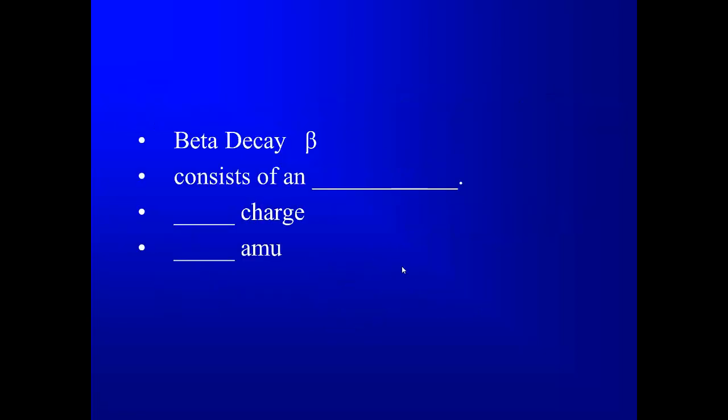Okay, the second type of reaction you're going to see is called a beta decay, which is B in the Greek. Alpha is A, beta is B. This beta particle is really an electron. If it's an electron, what's its charge? -1. What's the mass of an electron? We say 0.